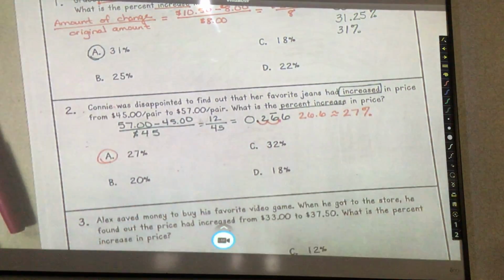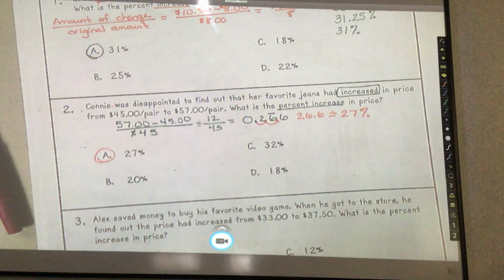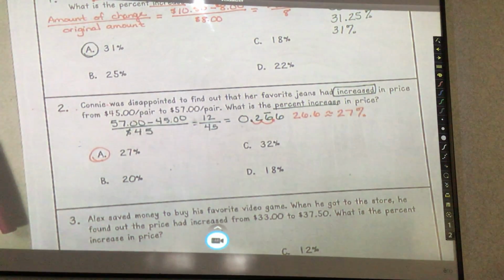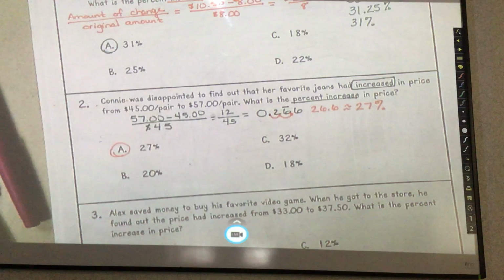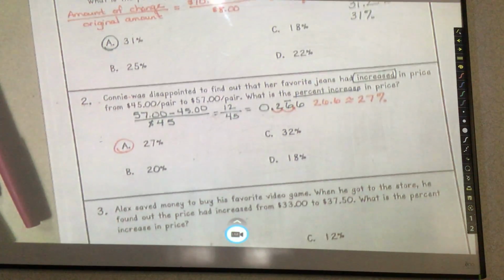Sit down if you got 27% and showed all your work. 47. Oh, instead of 57, you put 47? Yeah. Try number 3.